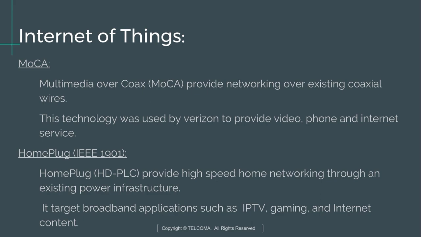Next is HomePlug, defined by IEEE 1905.1. HomePlug HD-PLC provides high-speed home networking through an existing power interface. It means we are using existing power infrastructure to provide high-speed networking between home appliances. It targets broadband applications such as IPTV, gaming and internet content over this power infrastructure, like Ethernet over power line and broadband over power line. These are examples of HomePlug.